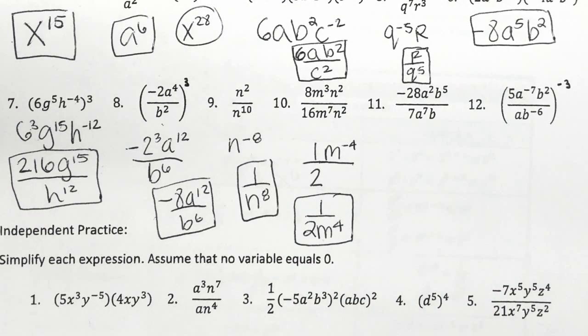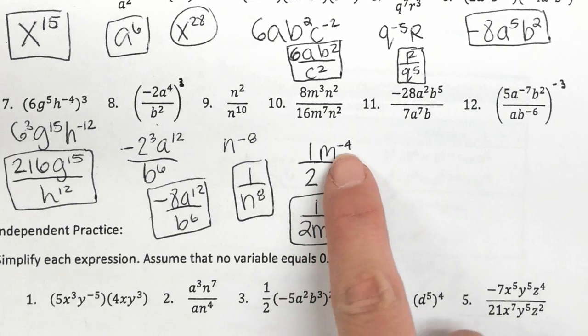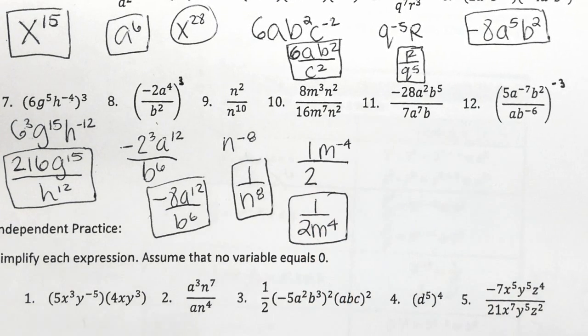Why did I move the what? Because it had a negative exponent. So I had to move it to the bottom to make it positive, just like move it up or down if it's negative. Correct. Yes, Abigail.